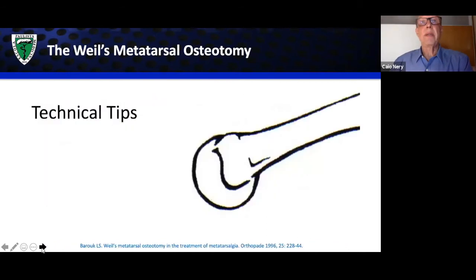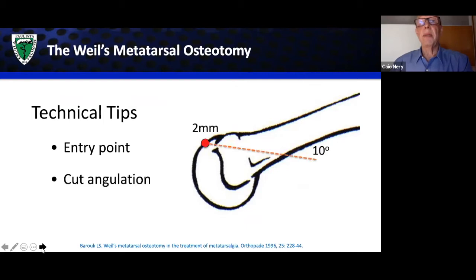The Weil osteotomy is a very important step in our protocol for the plantar plate repair. For this reason, some technical tips must be followed to achieve the desired results. The entry point of the osteotomy must be positioned 1 or 2 millimeters distal to the dorsal edge of the metatarsal head cartilage. The angulation of the osteotomy must be as close as possible to the ground plane, and the proximal dislocation of the metatarsal head must not exceed 3 millimeters.